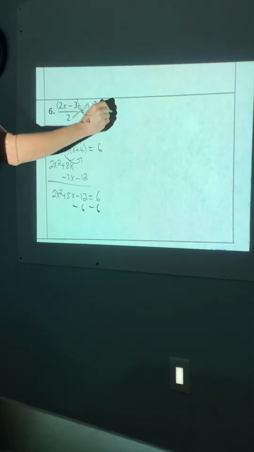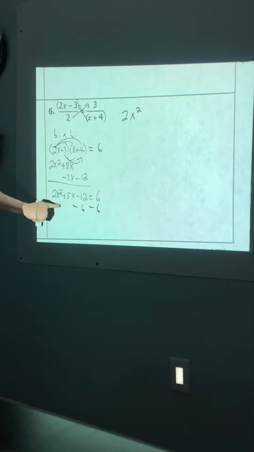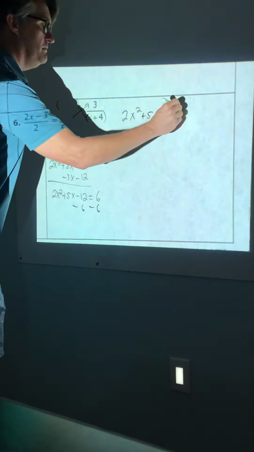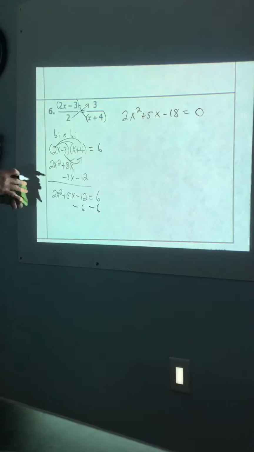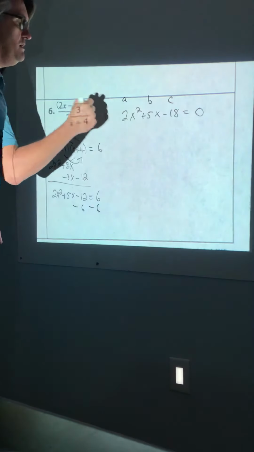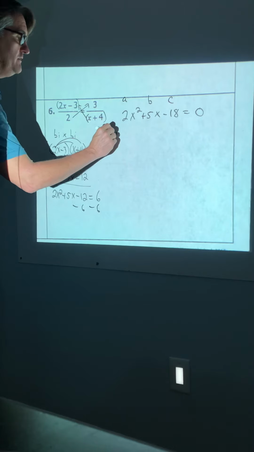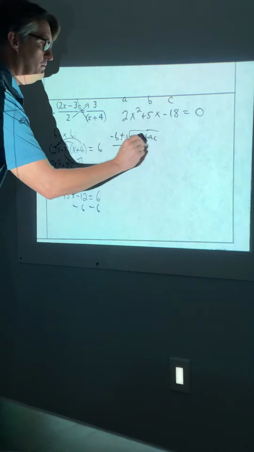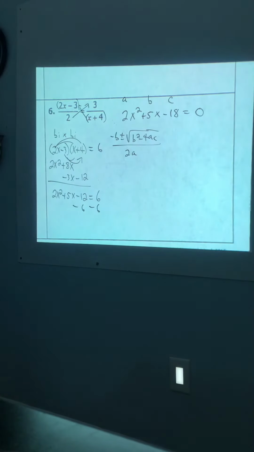Alright, so now I'm going to come over here and I have 2x squared plus 5x minus 18 equals 0. So the first thing you're going to do is set it equal to 0. Then you can factor if it'll factor, or you can do the quadratic formula. I don't know, let's just try the quadratic formula. It's been a while. Here's A, here's B, here's C. Here comes your quadratic formula. Negative B plus or minus the square root of B squared minus 4AC all over 2A. And it's just plug and chug.